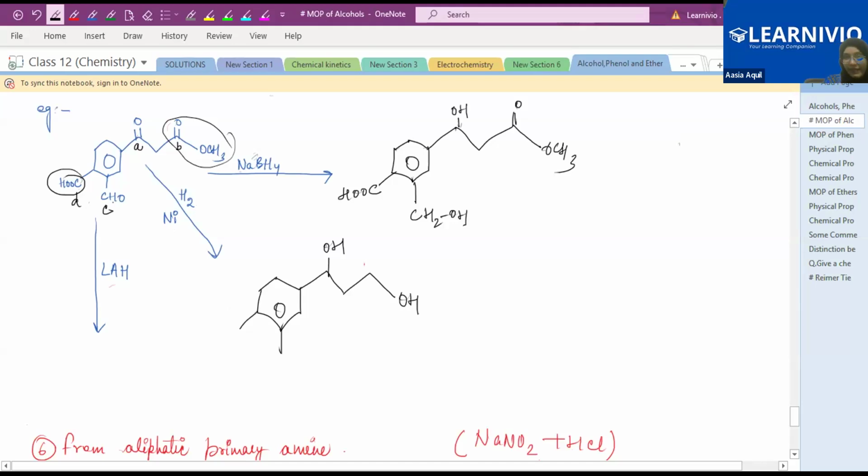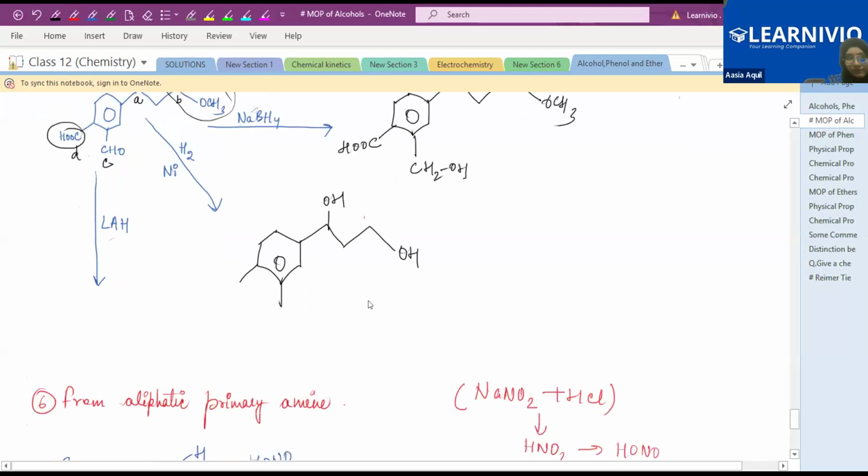And what about the aldehyde CHO group and COOH group? COOH will not get reduced. And what about this aldehyde group? CH2OH. Yes, good. The number of carbons should be the same here, and you will write CH2OH. Good. Next, Ali.